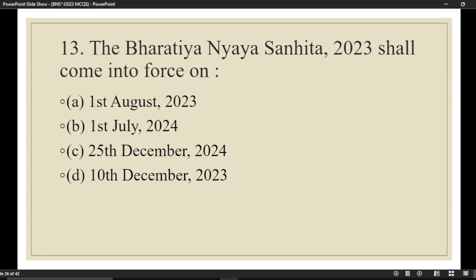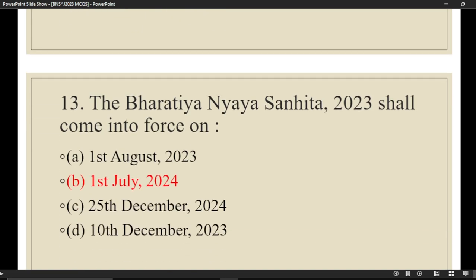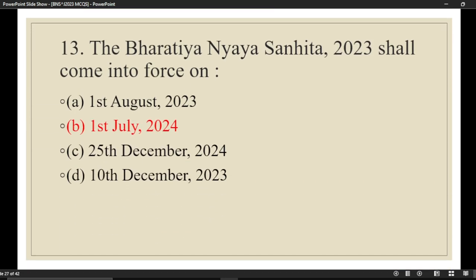Question 13. The Bharatiya Nyaya Sanhita 2023 shall come into force on. So we are asking the enforcement date. Always keep in mind that adoption date and enforcement date are different things. And here the question is about the enforcement date. The options are 1st of August 2023, option B 1st of July 2024, option C 25th of December 2024, or is it option D 10th of December 2023? So the enforcement date of our Bharatiya Nyaya Sanhita is 1st of July 2024. And the adoption date was 25th of December 2023.